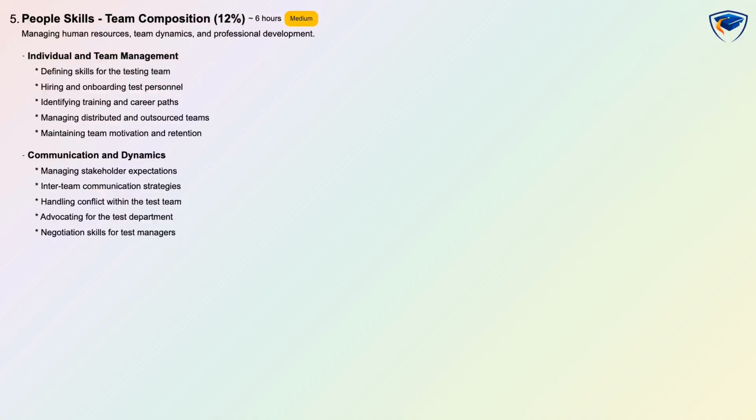People skills and team composition is 12%, medium difficulty, with about 6 hours of study and conceptual plus scenario-based assessment. The emphasis is on managing human resources, team dynamics, and professional development for test teams. Topics include defining skills and career paths, hiring and onboarding, managing distributed or outsourced teams, maintaining motivation, and mastering communication, conflict resolution, stakeholder management, and negotiation to advocate for the testing function.